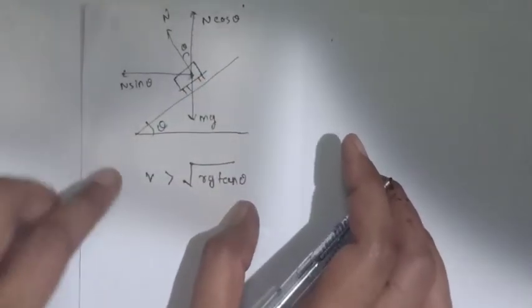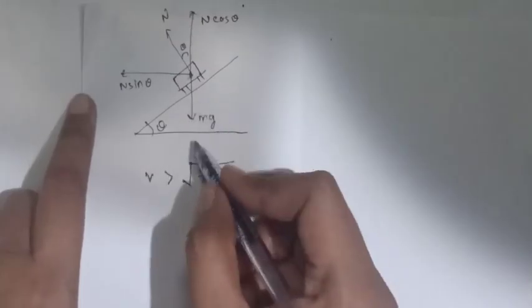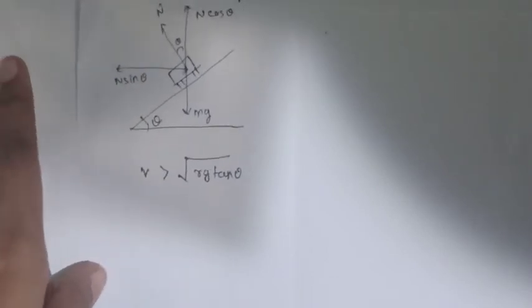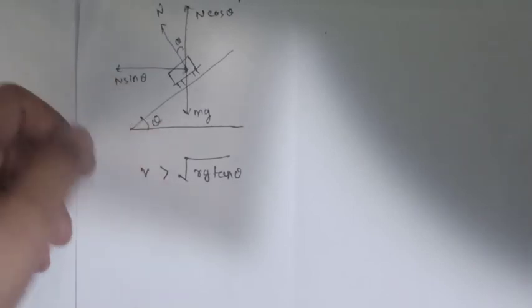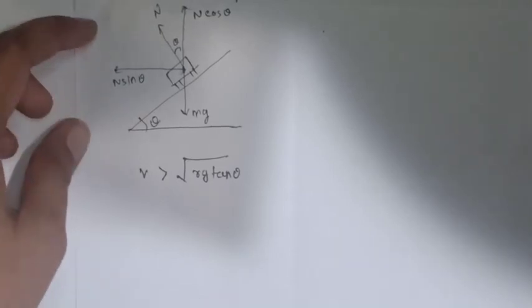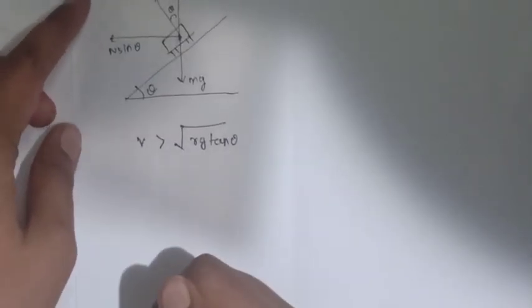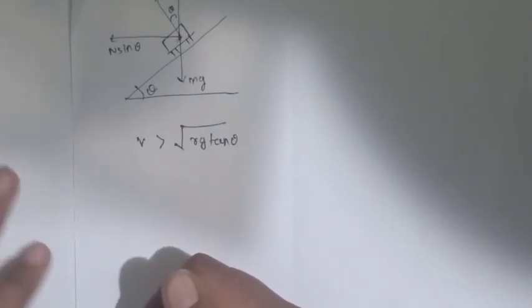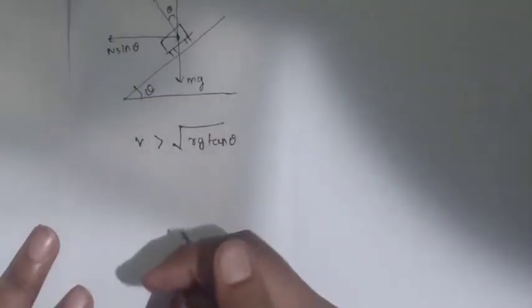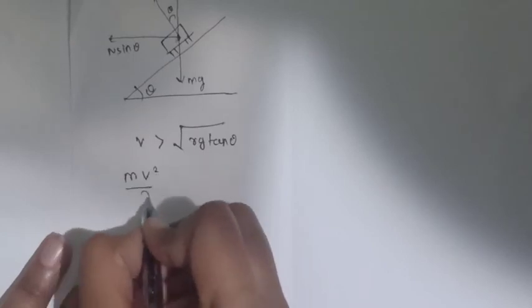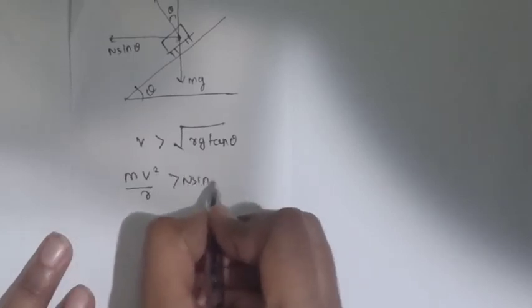The vertical force will give information about weight, and the horizontal force will give you information about centripetal acceleration. So the centripetal acceleration is provided by the normal reaction. Instead of writing in detail, now I will directly write the equation. I hope you have understood the earlier one, or if you didn't, then go through that. So centripetal force mv square by r will be greater than n sin theta.